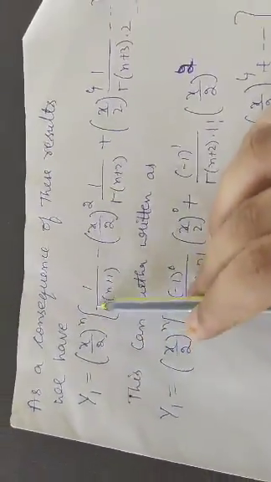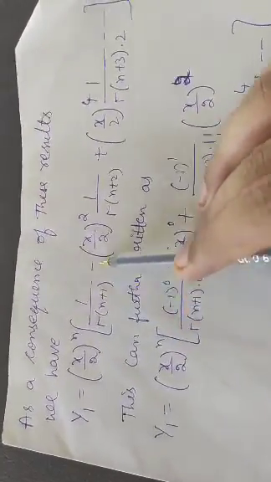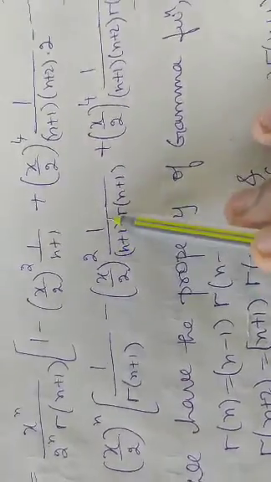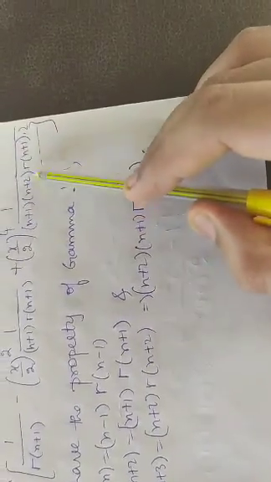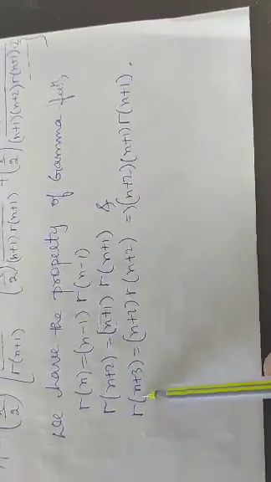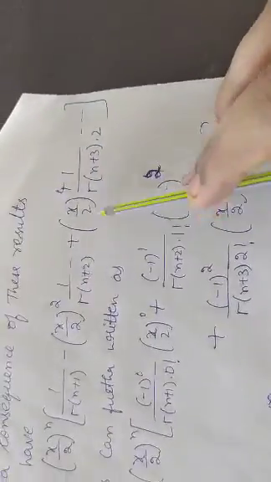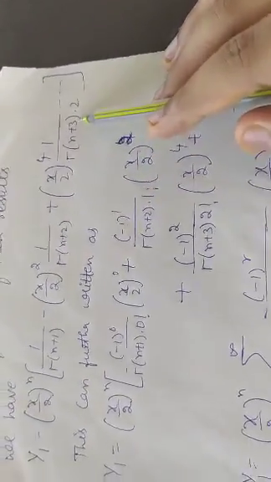As a consequence of these results we have y1 equals (x by 2) whole power n times 1 by gamma of n plus 1 minus (x by 2) whole square. What is the second term here? The second term, n plus 1 gamma of n plus 1, can be written as gamma of n plus 2. Again the next term, n plus 1 n plus 2 gamma of n plus 1, can be written as gamma of n plus 3. So (x by 2) whole power 4 into 1 by gamma of n plus 3 into 2.